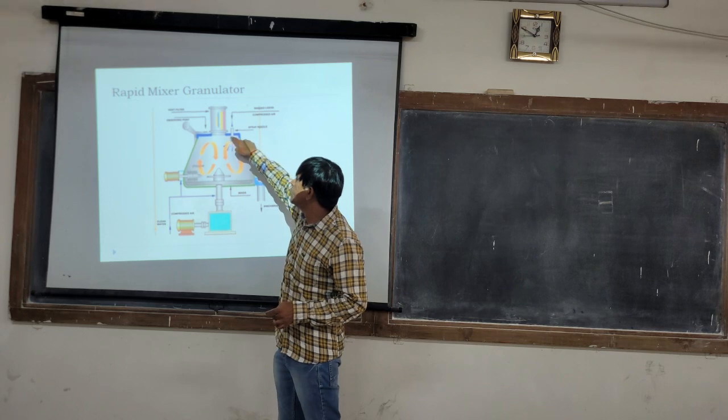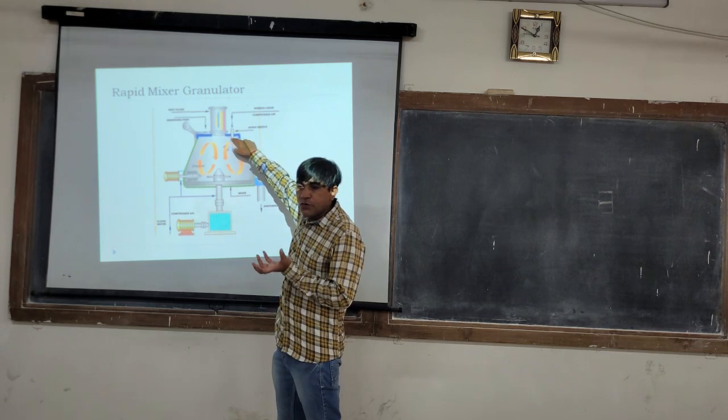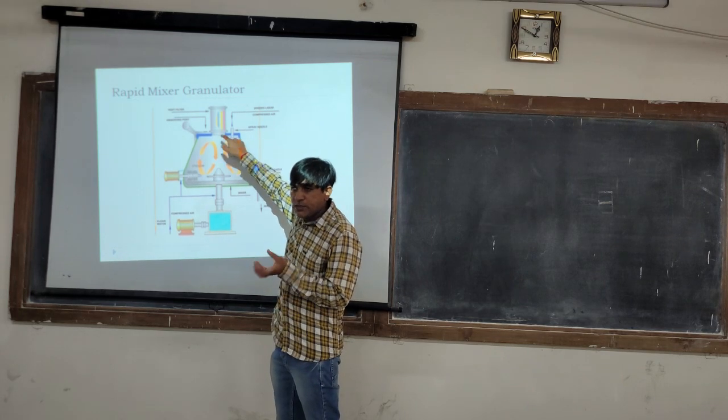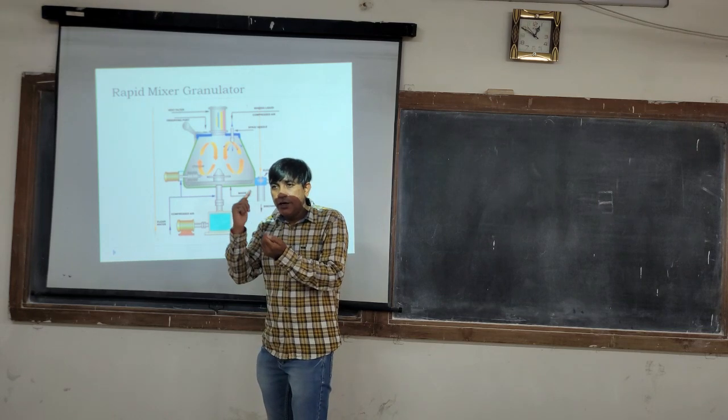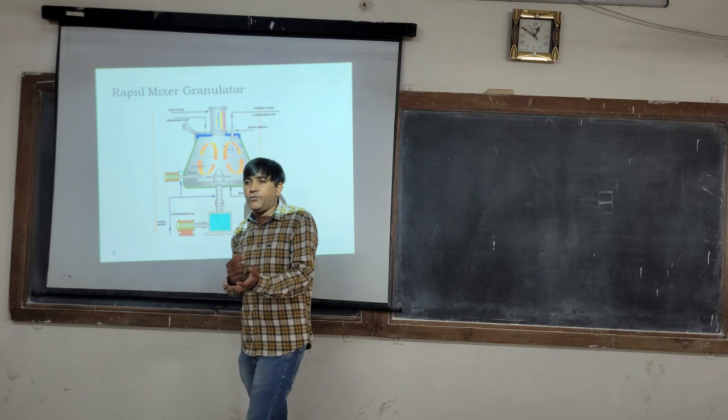Normally, the spray gun is placed at the top, which will spray the granulating agent. Once the mass becomes wet, it will become denser, and it will experience more centrifugal force.